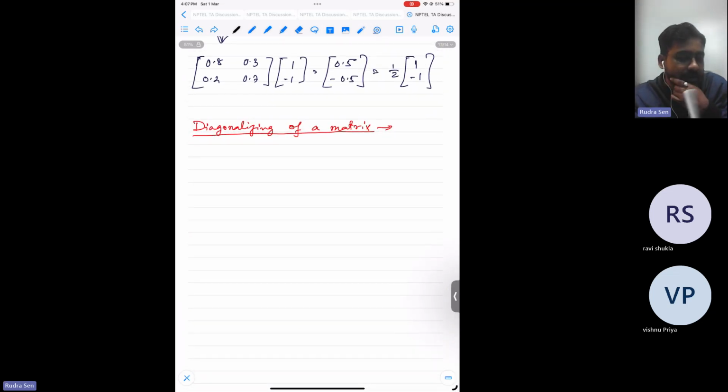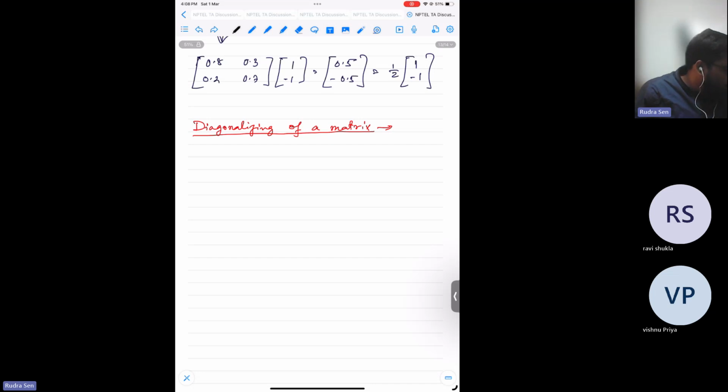So diagonalizing is basically like we can represent a matrix in its diagonal form. Diagonal form means all the eigenvalues lie on the diagonal. It's something like an identity matrix, but all the off-diagonal elements are zero, and all the diagonal elements are the eigenvalues of that matrix. So it could be possible.